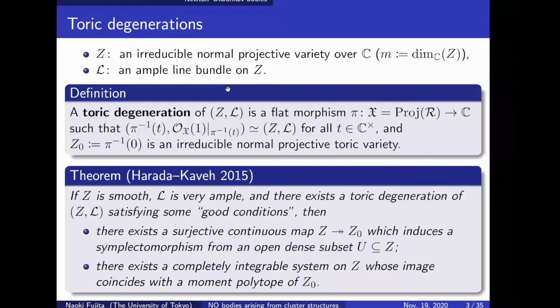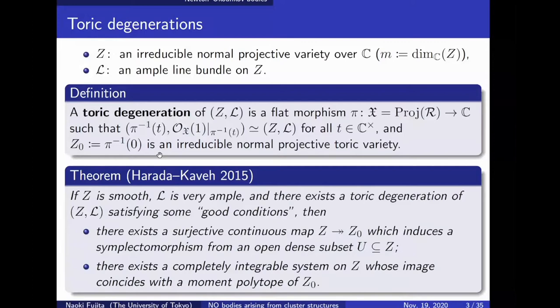First, let Z be an irreducible normal projective variety over C, m the complex dimension of Z, and L an ample line bundle on Z. Then, a toric degeneration of the polarized variety (Z, L) is a flat family over the complex plane such that its generic fiber is isomorphic to Z with its polarization, and the central fiber is a toric variety. Toric degenerations can be used to apply toric theory to other projective varieties.